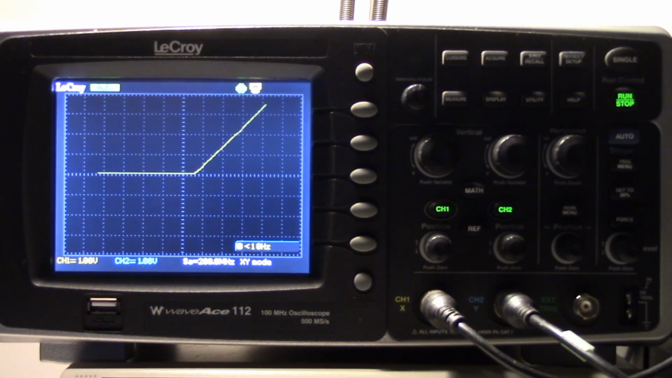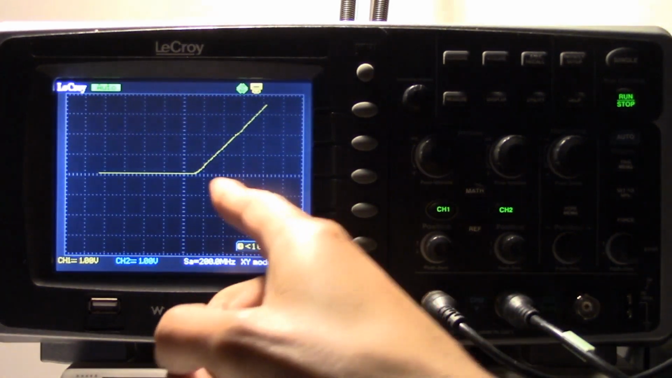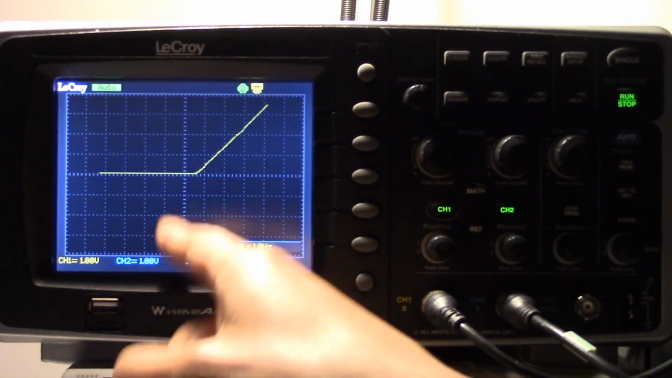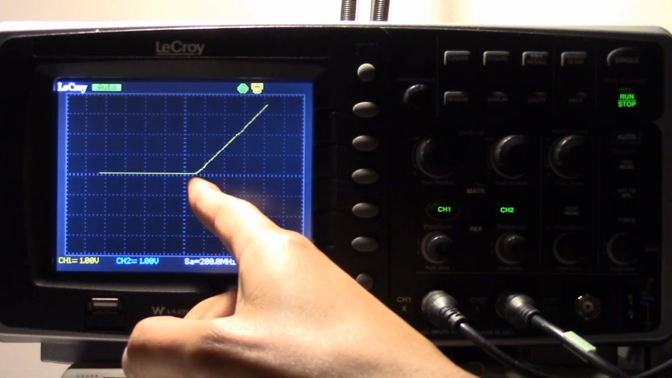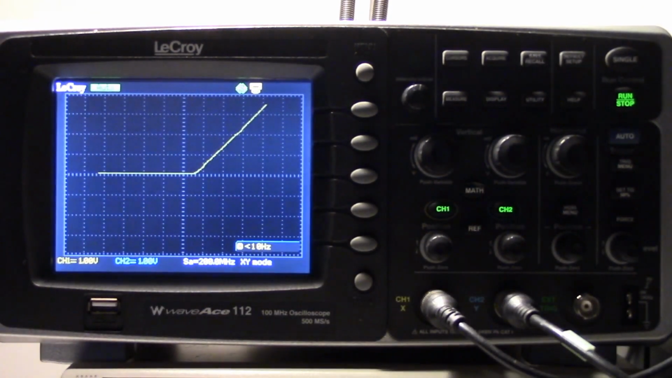And so what do we have here? Approximately, at 1 volt per division, it's about 0.6 volts or 0.5 volts. I have that bend there, and that's what we're looking for. So that pretty much does it for this whole entire demonstration.